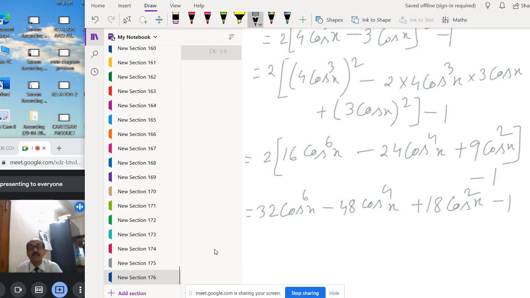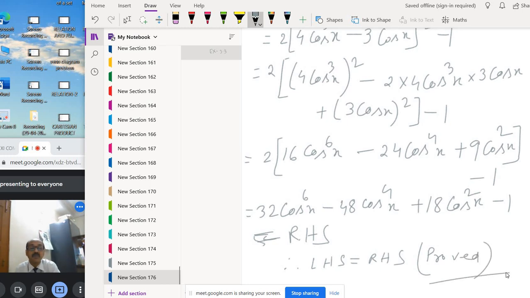Okay, so this is equal to the right hand side. Therefore left hand side equals right hand side, and it is proved. Okay, all of you clear? Yes sir.